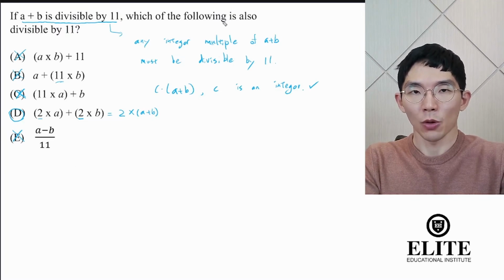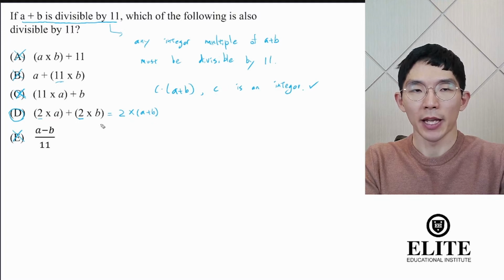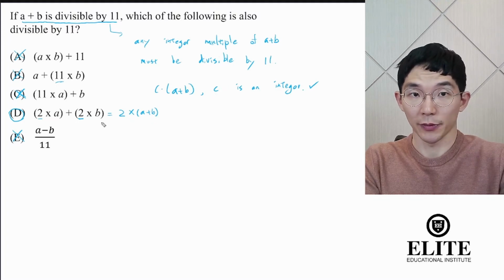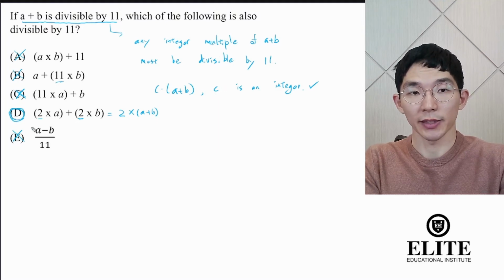All right. So while these could be divisible by 11 for some specific values of A and B, we want something that will always be divisible by 11 no matter what A and B are, as long as A plus B is divisible by 11. And D is the only one that satisfies that condition. Henceforth, D is the answer.